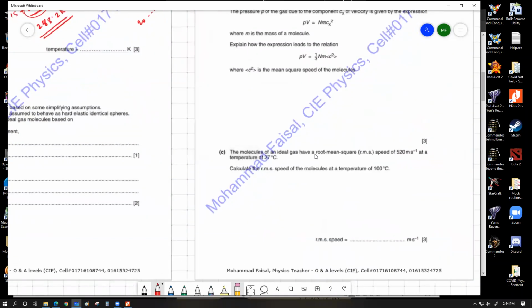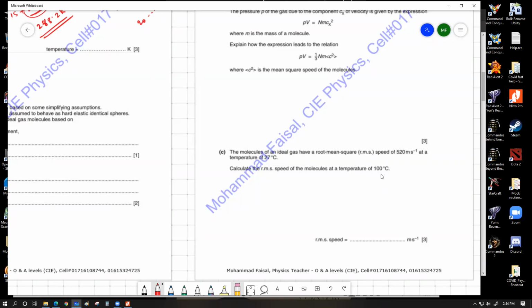The molecules of an ideal gas have a root mean square (RMS) speed of 520 meters per second at a temperature of 27 degrees Celsius. Calculate the RMS speed of the molecules at a temperature of 100 degrees Celsius. This question is not difficult, but it can prove to be significantly tricky, because I think there are 2 common traps that students fall into.